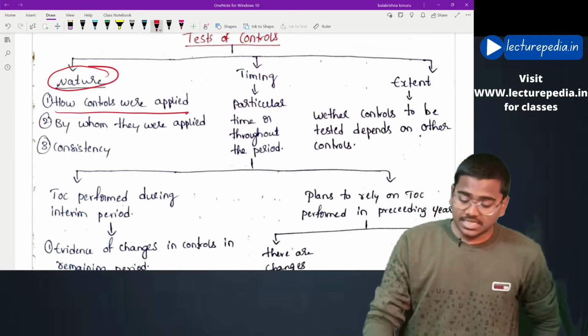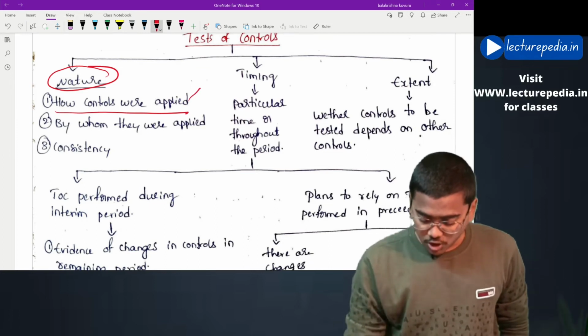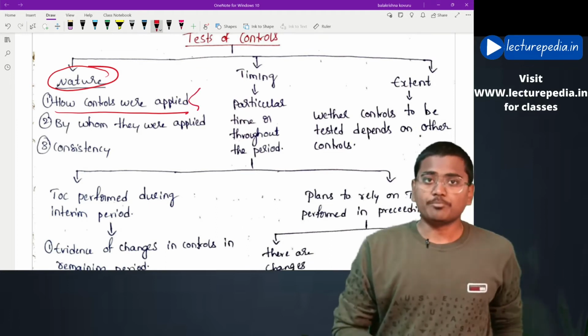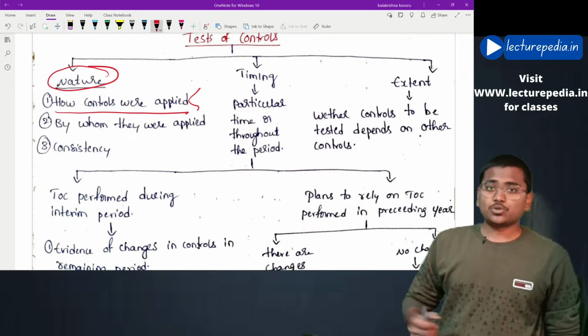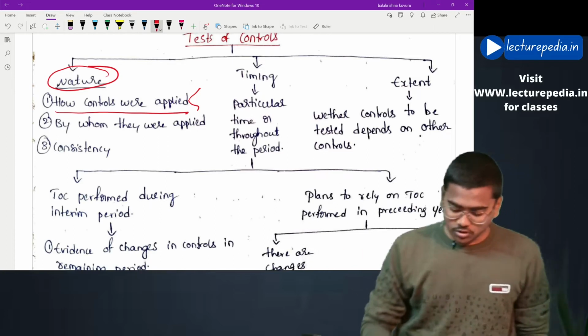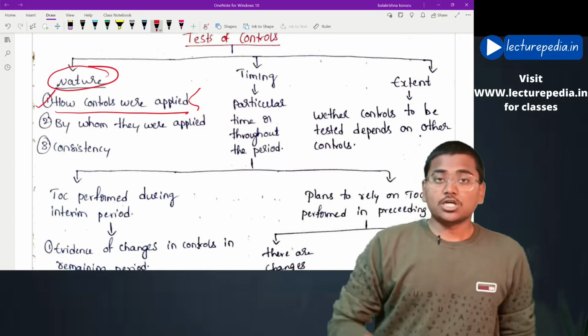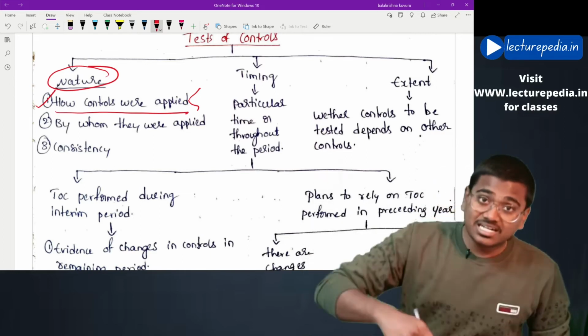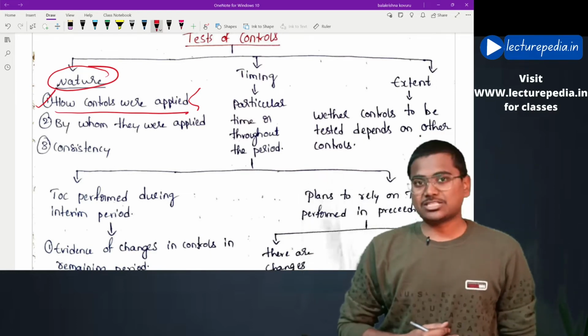Whether they are manual controls or automated controls, and how the organization is actually applying the controls. Based on the type of controls, the auditor will determine the nature of test of controls that has to be performed.